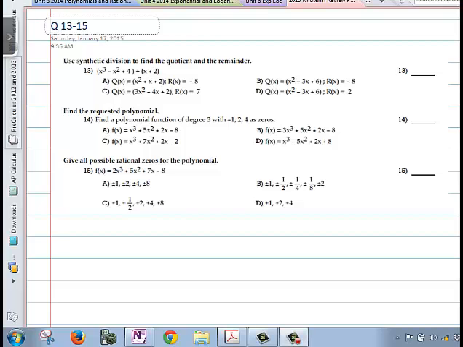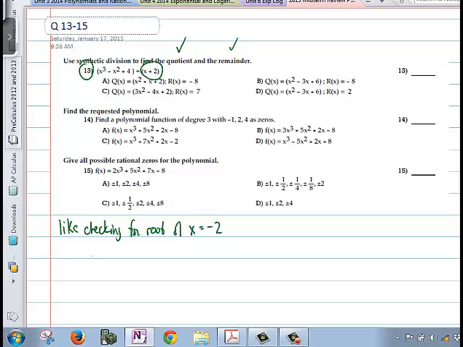Okay, class, now we're going to work on 13 through 15. On 13, the first part is doing synthetic division, where we're going to talk about the quotient and the remainder. Now, when we do this, remember that when you're dividing by x plus 2, that's really like checking for a root of x equals -2.